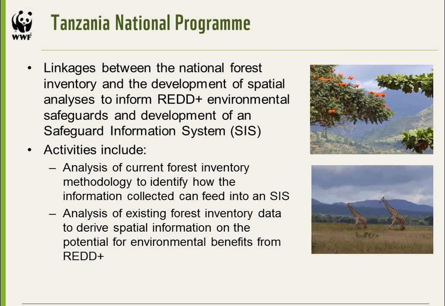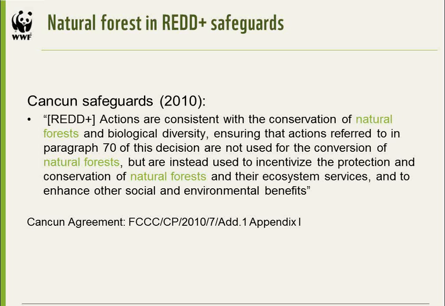This year, the data from the forest inventory was combined with other data to create a large set of maps that are of use for REDD Plus spatial planning. These maps covered carbon stocks, biodiversity, ecosystem services, as well as the drivers of deforestation and forest degradation, forest land management units, and potential zones for implementation of REDD Plus actions. Next slide, please.